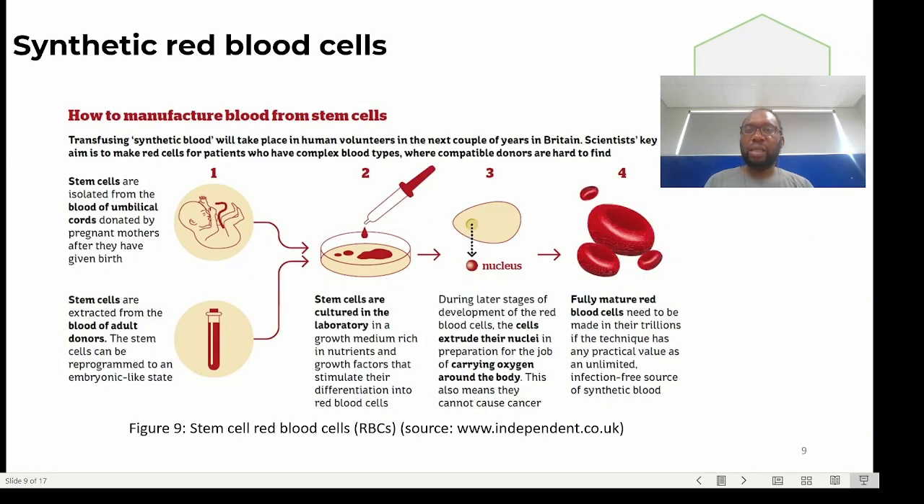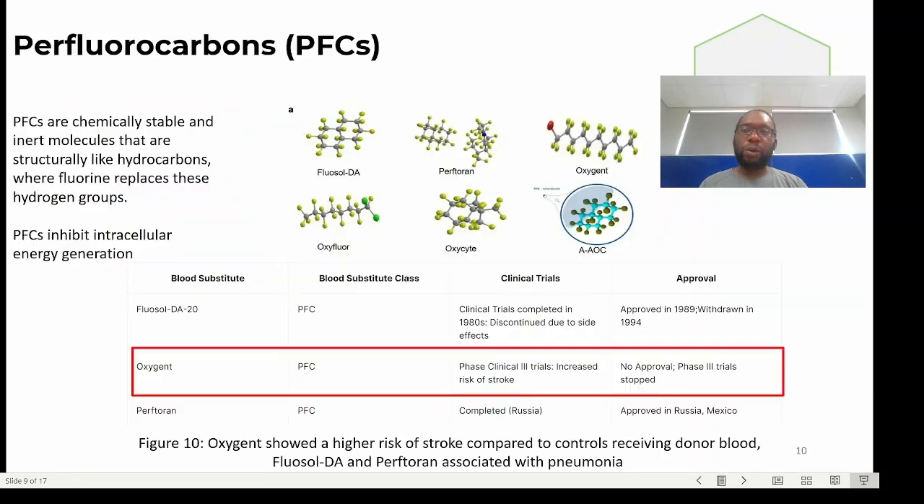There is another line of research focusing on stem cells, where we can convert stem cells into red blood cells. This is some of the study being conducted in the UK. There is some promise in this research, even though the costs might be a little bit more compared to just using hemoglobin or the fluorocarbon.